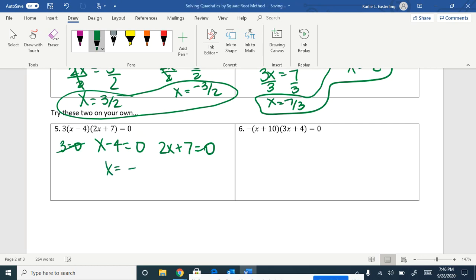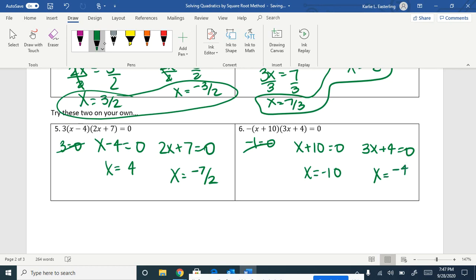All right, so this will be x equals 4, because you'll add the 4 to both sides, and this will be x equals negative 7 divided by 2, because you're going to subtract the 7 and then divide by 2. And then the same thing over here, you're going to have negative 1 equals 0, which isn't true, so we're just going to ignore it. So x plus 10 equals 0, 3x plus 4 equals 0. You'll get x equals negative 10, and x equals negative 4/3.